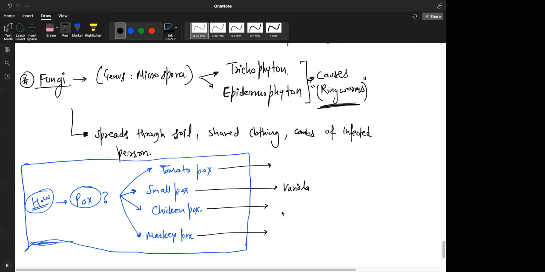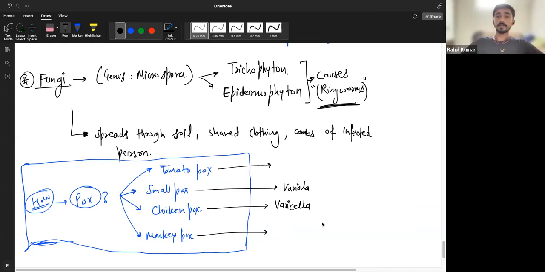Then chickenpox. It's also known as varicella. It's also highly contagious, but once you get this, the body makes antibodies and can fight it. And later, if you get it, the body fights against it. So they are cousin viruses, chickenpox and smallpox, variola and varicella. What causes tomato pox and monkeypox? Anyone figured that out?